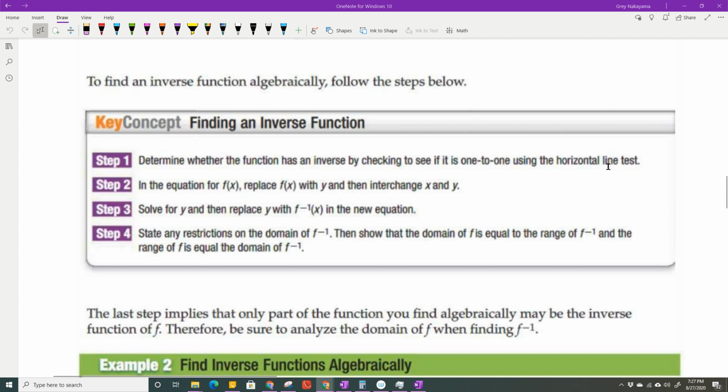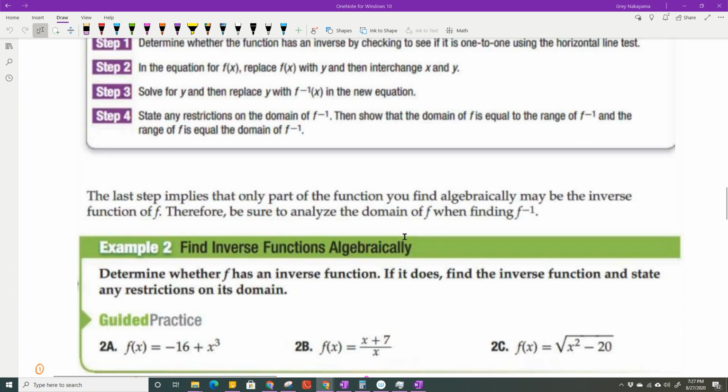So, 4 basic steps to find the inverse of a function. First, we're going to see if it passes the horizontal line test, because if it doesn't, we don't have to go on. Number 2, we're going to replace f of x with y and then switch the x and the y. Then we're going to solve for y and replace it with the correct notation. And last but not least, we're going to find out if we have any restrictions on the domain. So let's go do those.